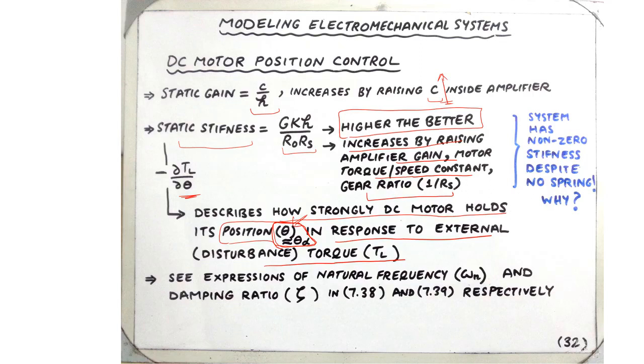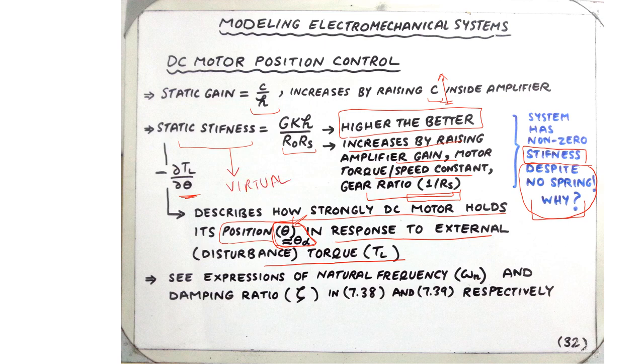So a stiffer position control system should have a higher gear ratio, and that describes one of the reasons why we wish to introduce the gears in the position control system. An interesting observation over here is that despite the fact that the system does not contain any spring, it still shows stiffness. And why is that? That's because the stiffness is virtual.